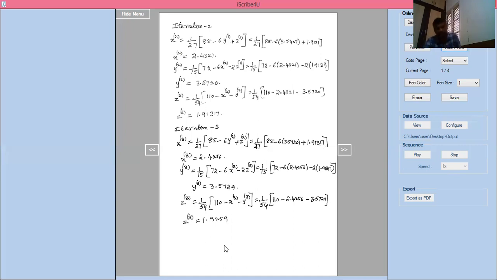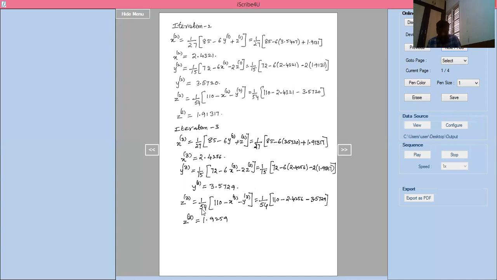Here, see, all the values are varying. Here 1.9259 is the z value, here 1.91 is there. Here 3.5720 is there, here 3.5729. Here 2.4321 is there, here 2.4256. Only the decimal after one number is the same. The remaining numbers are not at all the same. So that's the way I can go for the next iteration. So I'll go for iteration number 4.